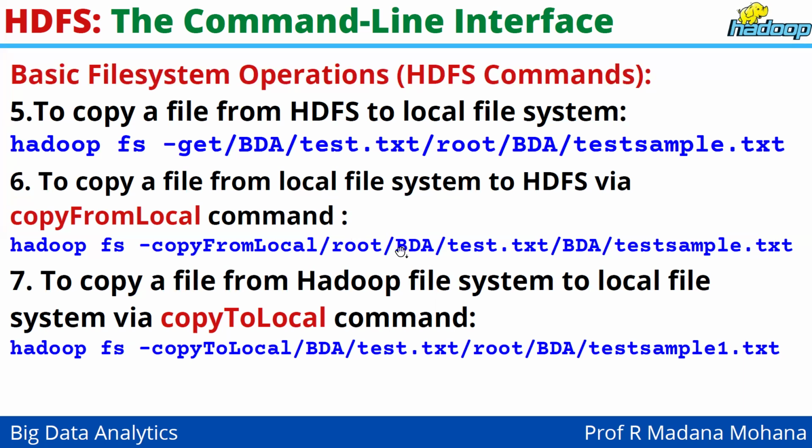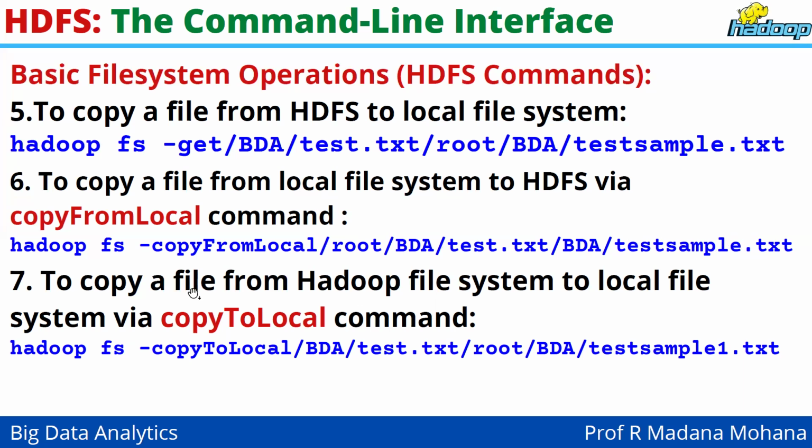First, you can give the local system path, that is root, under that bda, under it the file name test.txt, to the HDFS directory bda. In that, the file name test sample.txt. You want to move the file with the file name, whatever we give, and that file is renamed with this.